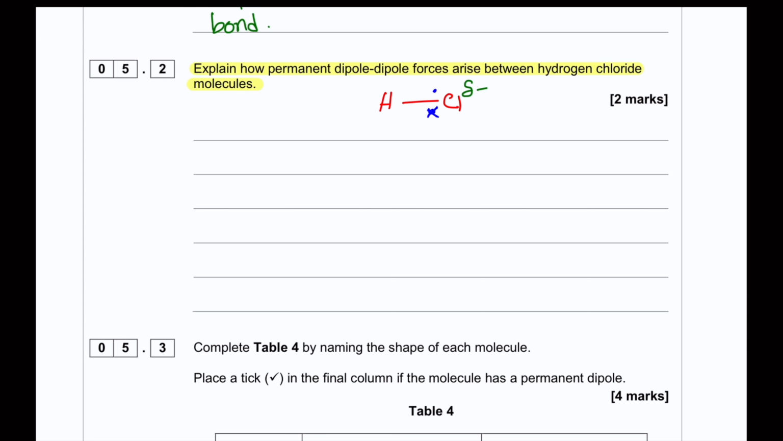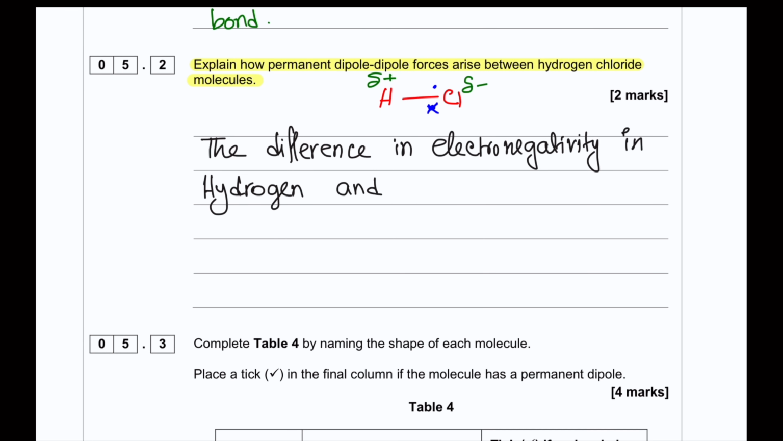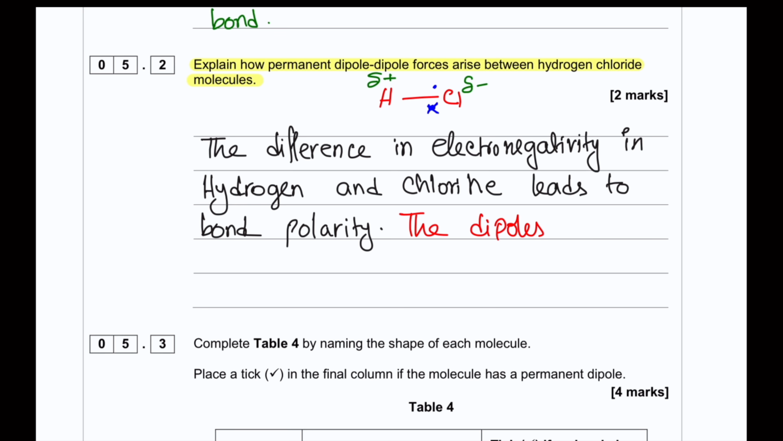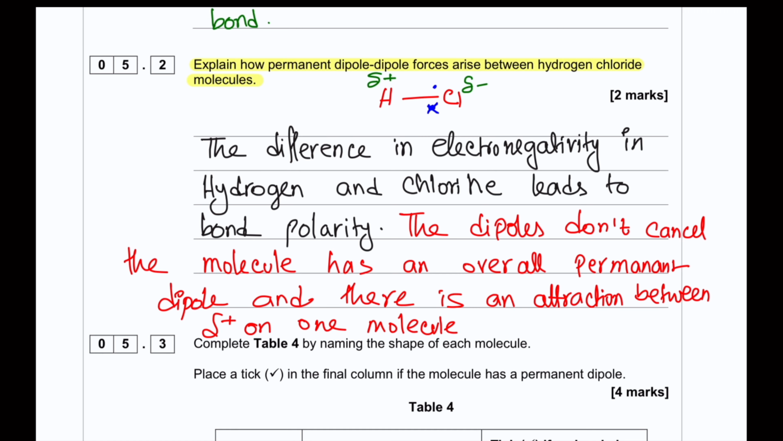Now, guys, as we discussed already, when the hydrogen and the chlorine bond together, because the chlorine is on the right hand side of the periodic table, it has more electronegativity compared to that of hydrogen. The electronegativity value of chlorine is higher. So chlorine pulls this bonding electron more towards itself, making it partially negative and making the hydrogen partially positive. So the 2 points we will write is: there is a difference in electronegativity which leads to bond polarity, and the dipoles don't cancel in the molecule.